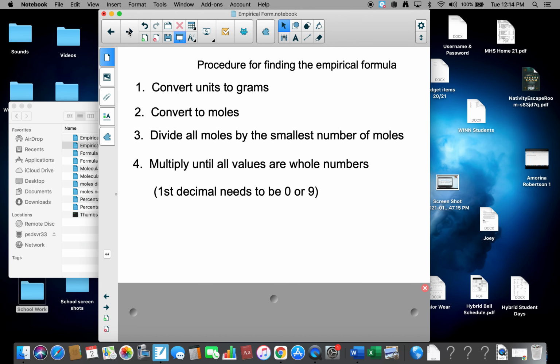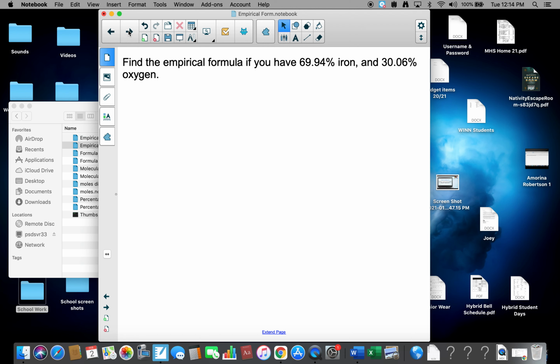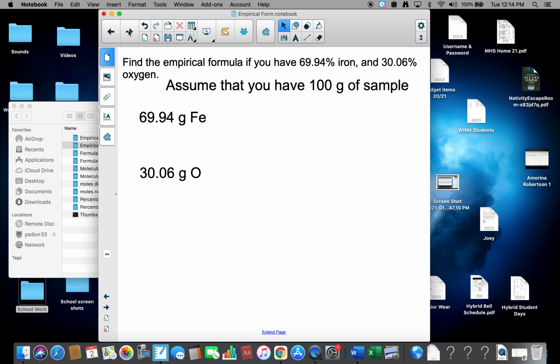All right, so let's take an example. Find the empirical formula if you have 69.94% iron and 30.06% oxygen. So we're going to assume that we have 100 grams of sample. If we have 100 grams of sample, then 69.94 grams are iron and 30.06 grams are oxygen. We're not doing diatomics here at all. Put those all over 1. Now, if we look at the periodic chart, we know that 1 mole of iron is 56 grams. We know that 1 mole of oxygen is 16 grams.